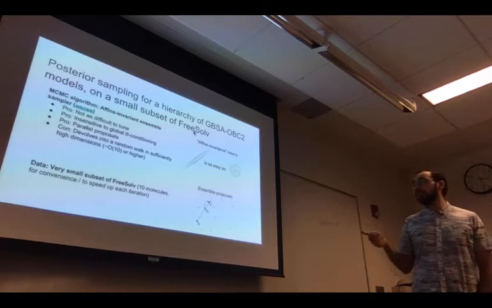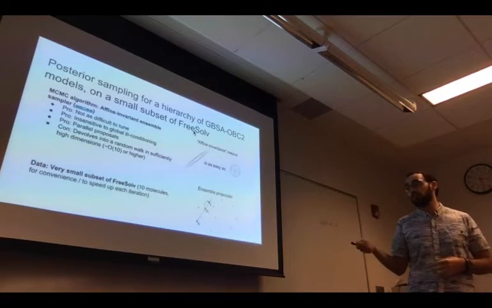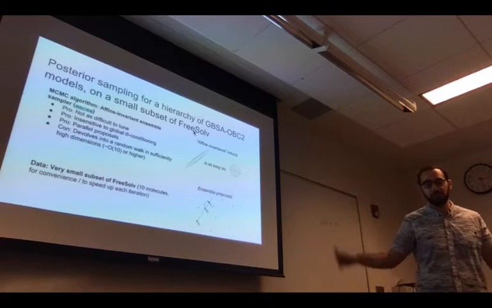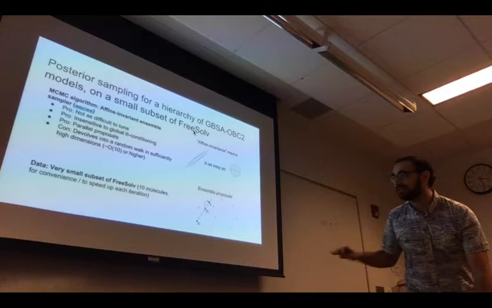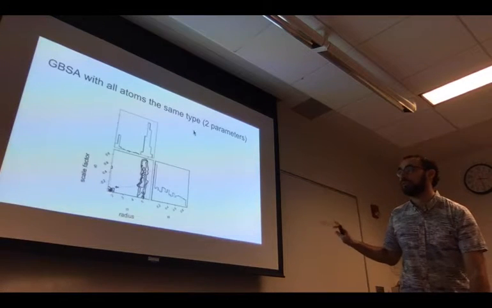And then for convenience, because I need to take a ton of iterations, I'm looking at a very small subset of FreeSolv, just 10 randomly chosen molecules. But I'll want to do the whole FreeSolv.